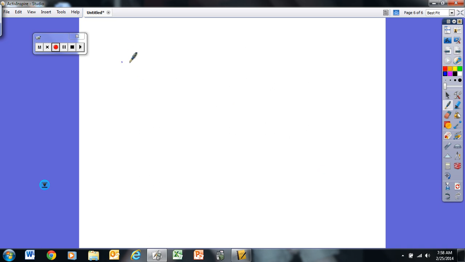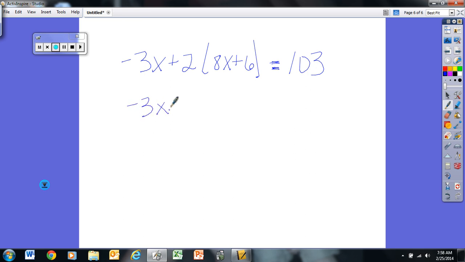Last one. Negative 3x plus 2 times 8x plus 6 equals 103. Okay, bring down the negative 3x. 2 times 8x is plus 16x. 2 times 6 is plus 12.